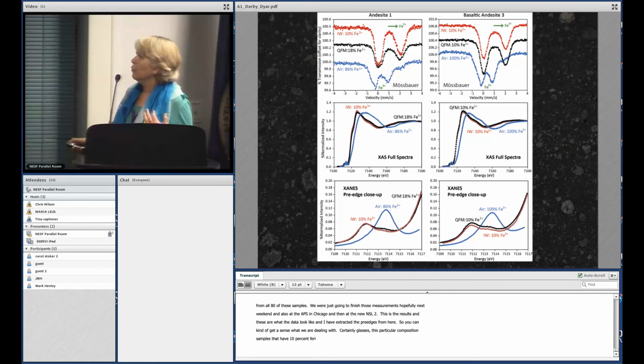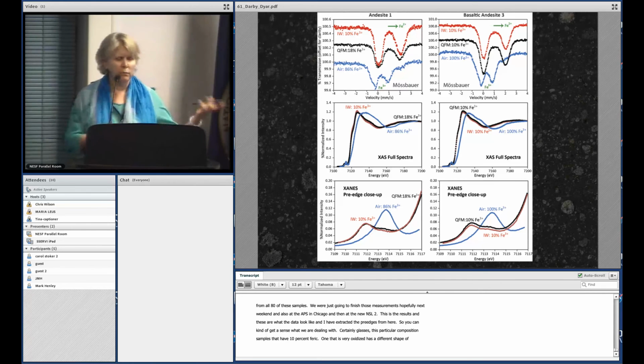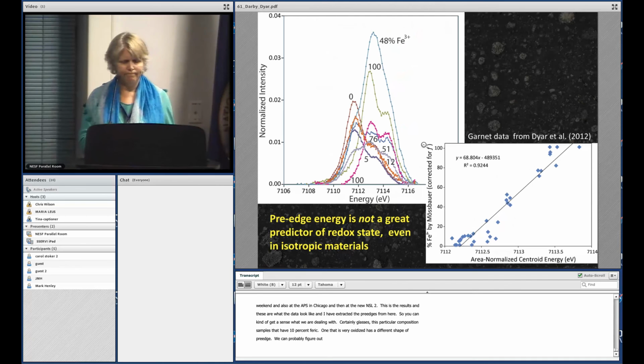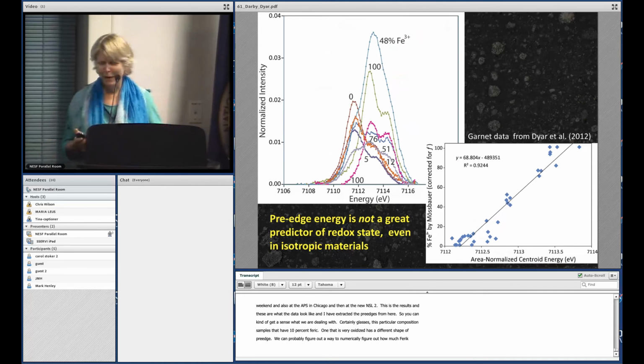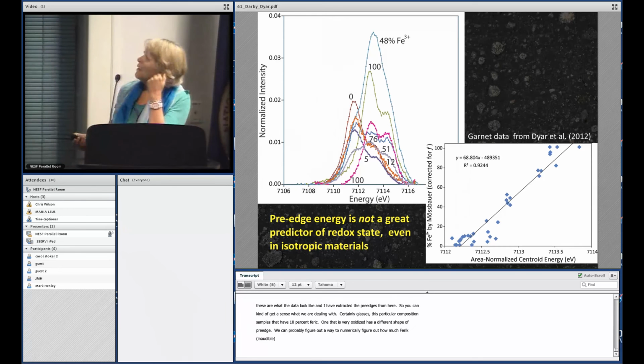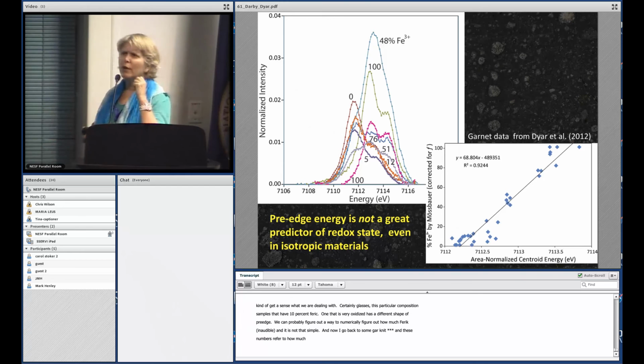And so you would think from this that we could probably figure out a way to numerically figure out how much ferric and ferrous were present. However, it's not that simple. And now I go back to some garnet data. This is a suite of garnets, and these numbers here refer to how much ferric iron is in the sample. And if we in planetary science think that we have problems interpreting reflectance spectra, imagine these nightmarish spectra.